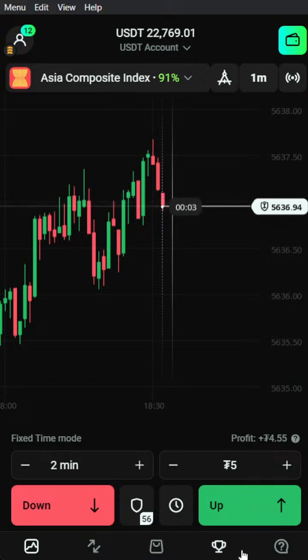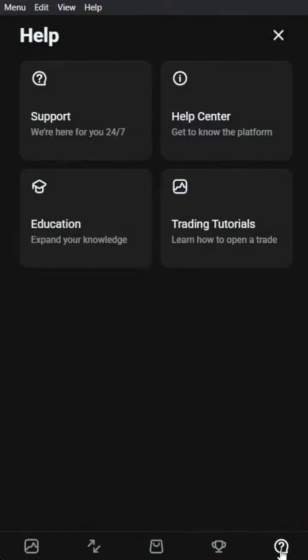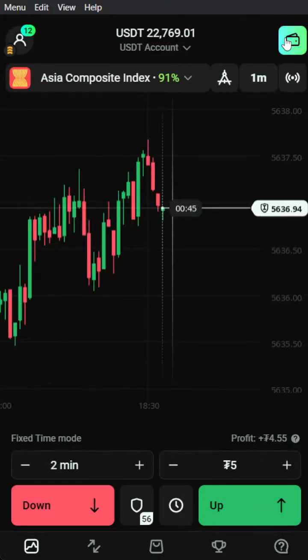If there are any events, you will see them in this cup icon, and then the question mark, the most important part, because from here you can contact the support team and the help center. The education and the tutorials are here. So if you're new to trading and you want to learn where to trade and how to trade, this is your option. Here you can watch many videos.